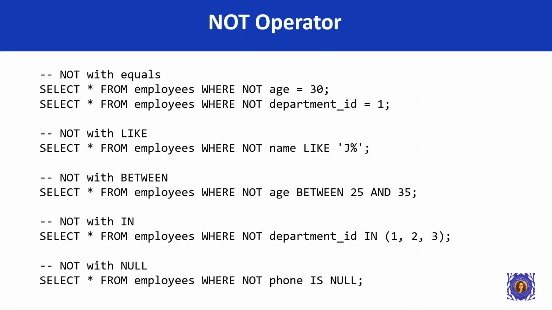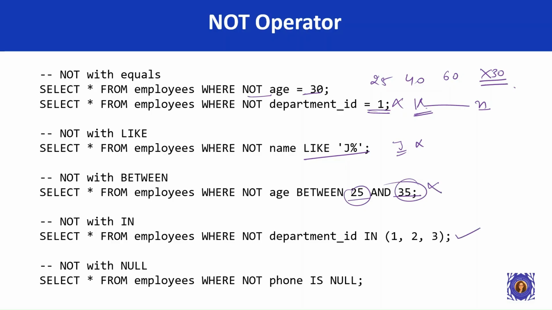Then we have the NOT operator. It is like the negation operator. Like we need to select where the age is not 30. It can be 25, it can be 40, it can be 60, but not 30. Where department ID is not 1. Department ID can be anything up to N but cannot be 1. Where name not like J person, where any name starting with J is not acceptable. Where the age between 25 and 35 is not acceptable. Similarly, the in condition and the phone cannot be null in this statement.